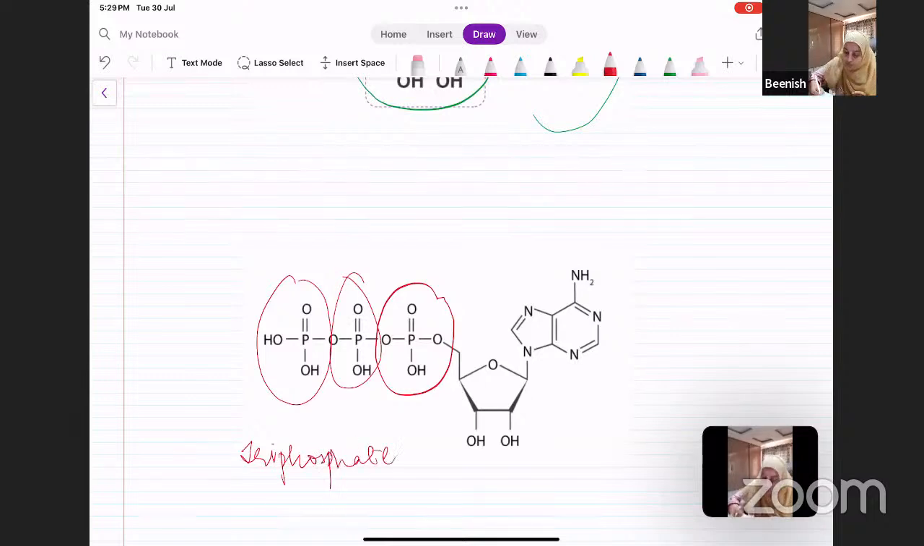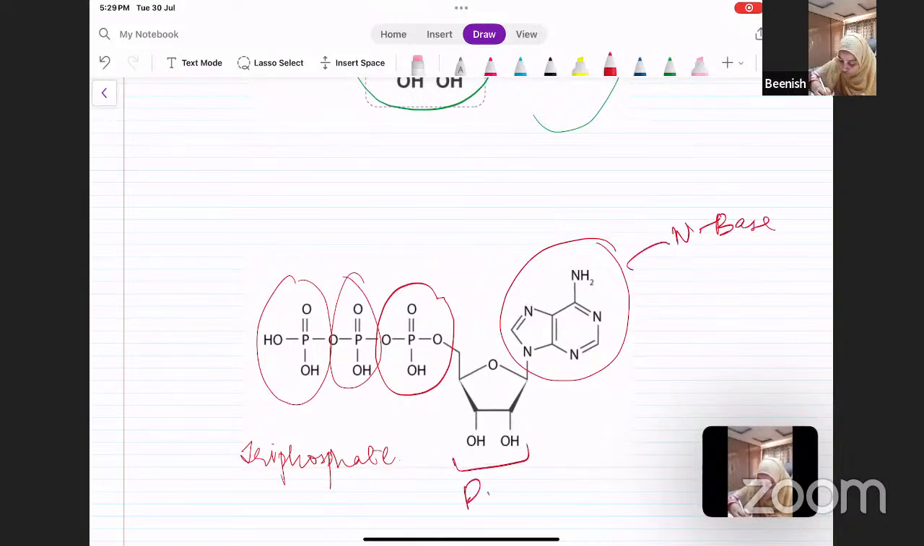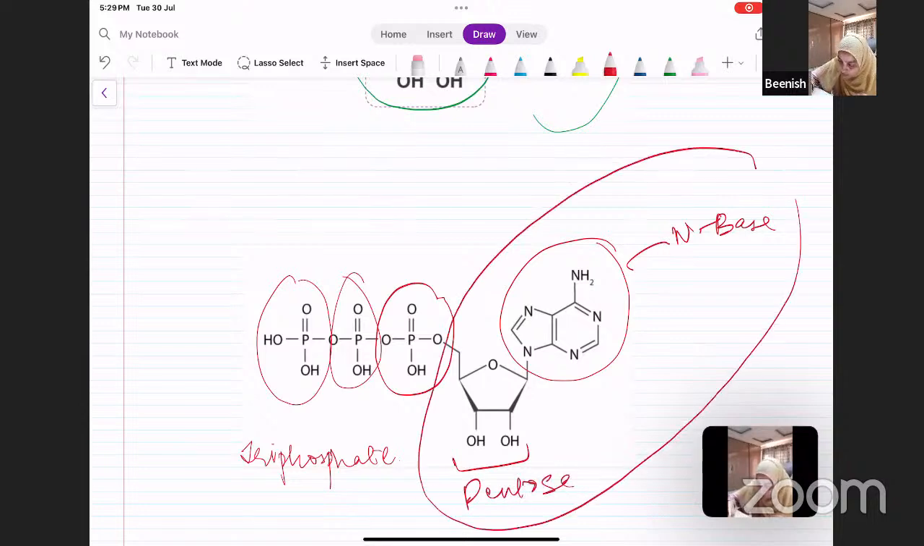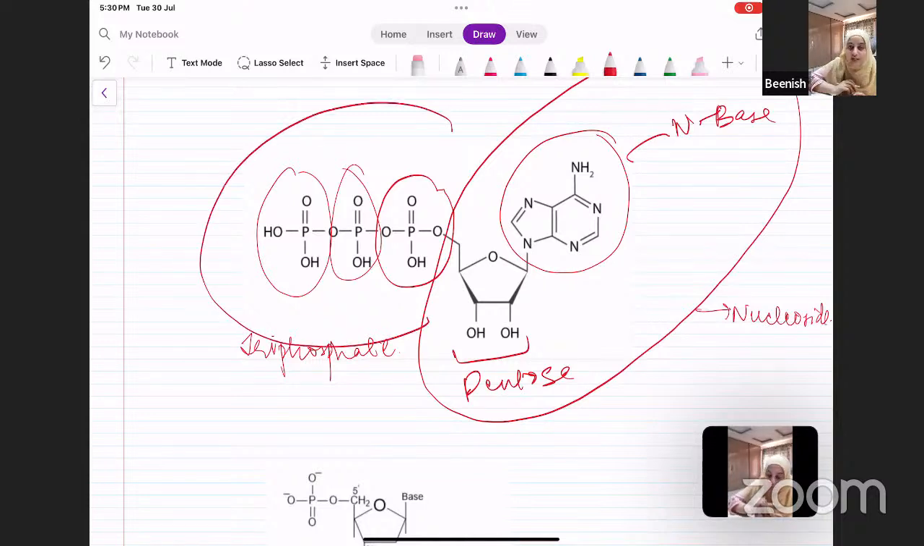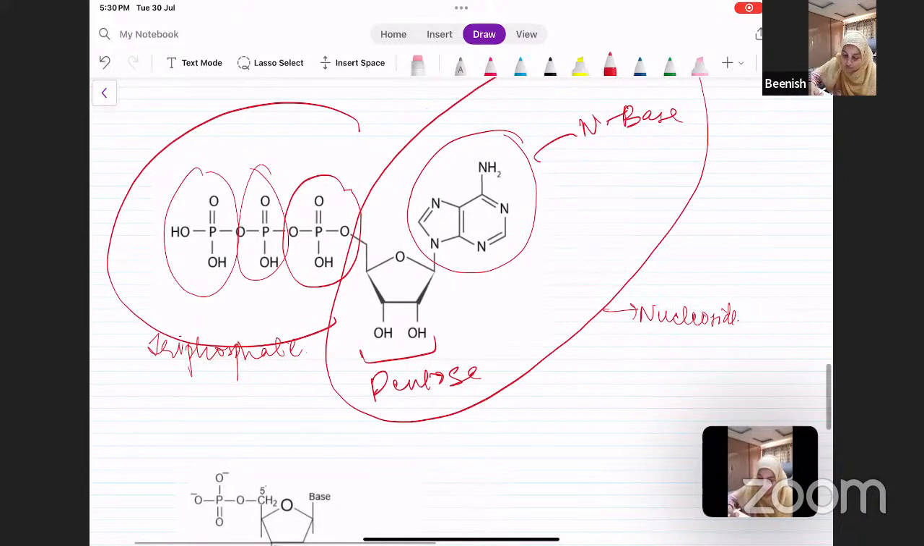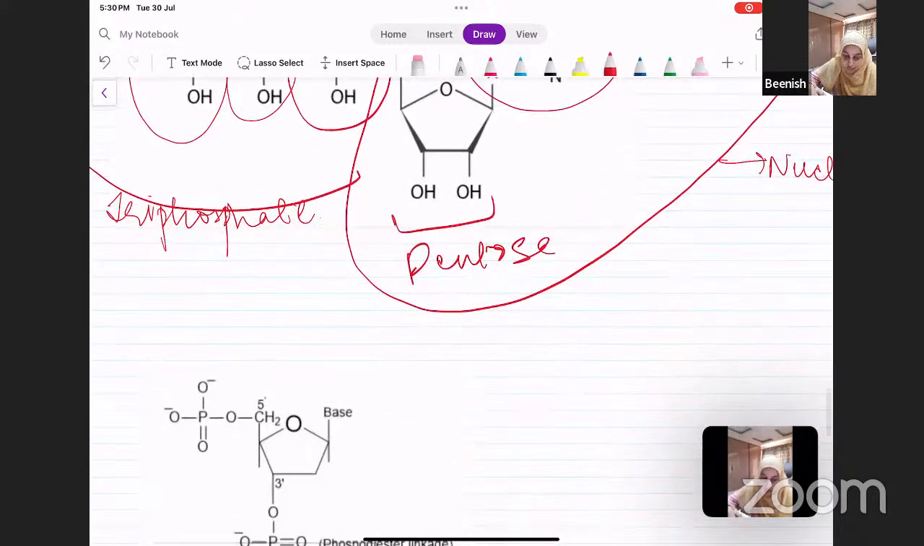So this is a nitrogenous base. This is a pentose sugar, and pentose sugar plus nitrogenous base form a nucleoside. And when this nucleoside is tied to a phosphate, it becomes a nucleotide. Now you have to join these nucleotides together to form a nucleic acid. So now let's see how a dinucleotide is formed.